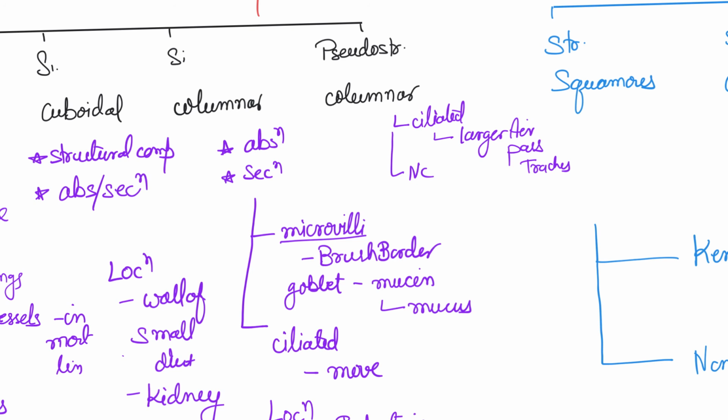Okay. Now, non-ciliated columnar epithelium. What's the function of that? So non-ciliated columnar is sort of a little rare, right? They don't have goblet cells.